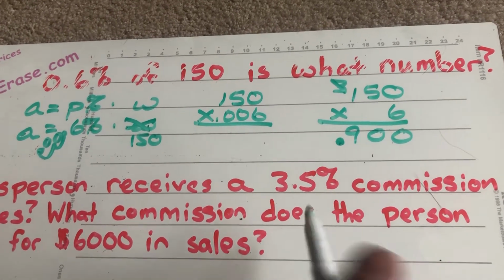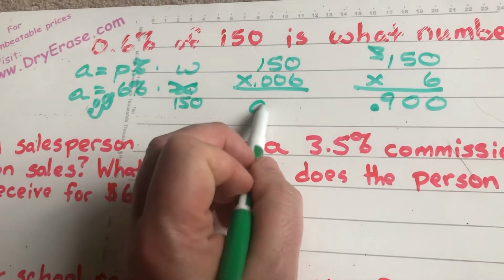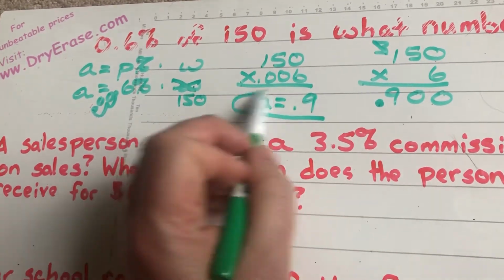0.6% of 150 is what number? A equals 0.9.